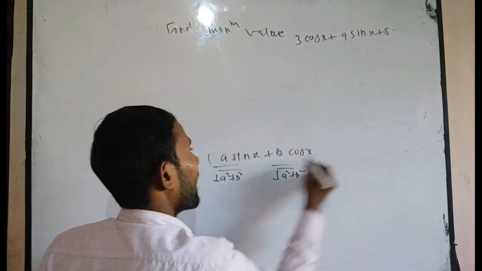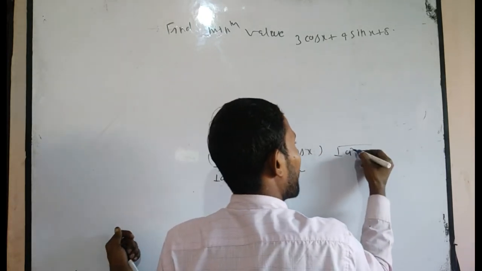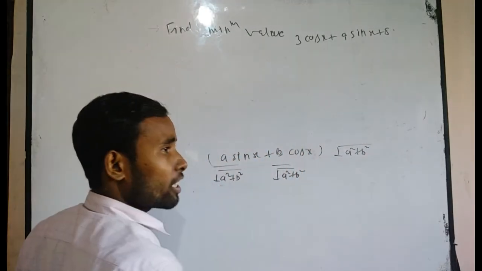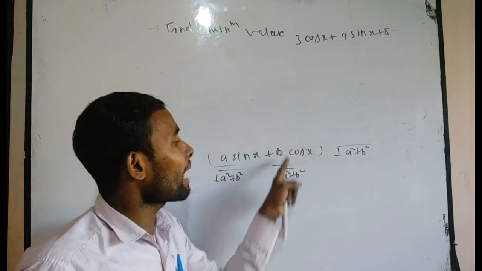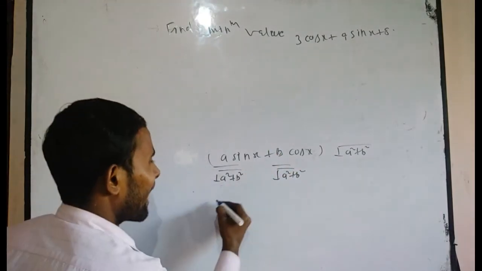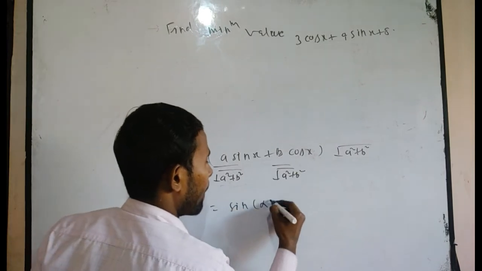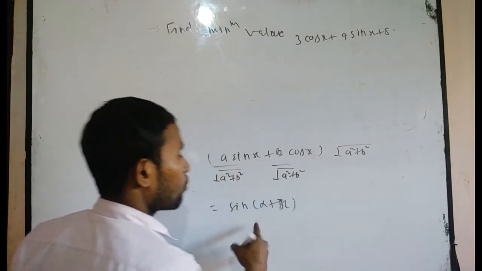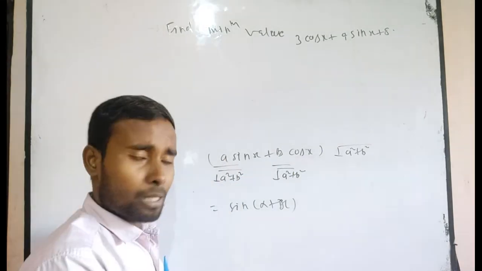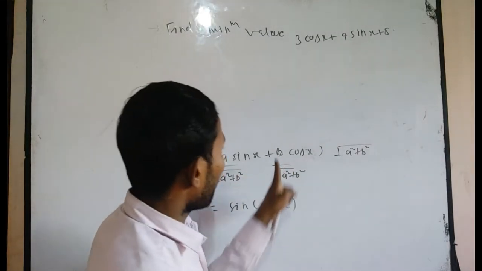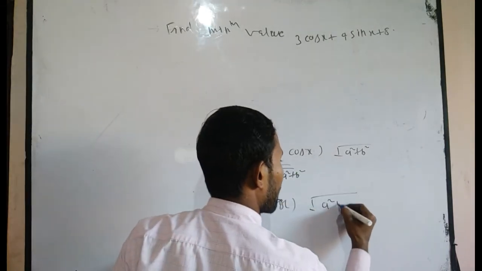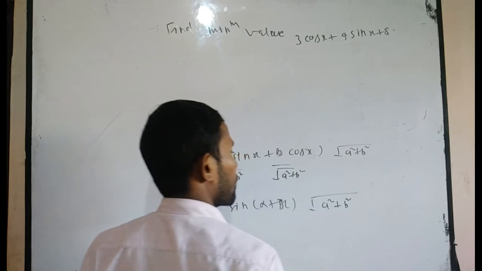If you multiply the numerator, then you have to also divide by the same in the denominator. Now, in this case, suppose a by root under a square plus b square is cos alpha, then b by root under a square plus b square will automatically be sin alpha. So you can write it as sin of alpha plus x, where sin alpha is equal to b by root under a square plus b square, and cos alpha is equal to a by root under a square plus b square. In that case, it will be multiplied by root under a square plus b square.